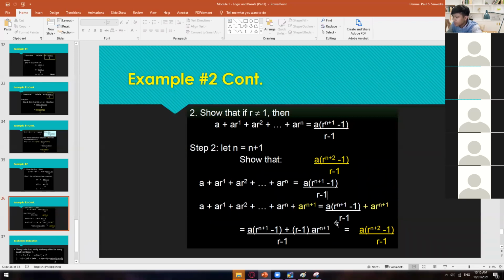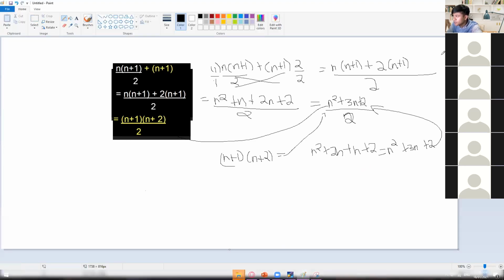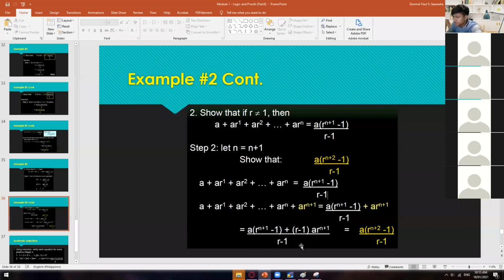Okay, r minus 1 multiplied to a times r raised to n plus 1. And then this divided by 1 multiplied to this expression. And then you can now come up with this kind of expression. Gets? Or no? Same steps lang siya ng ginamit natin kanina. Itong parang ganitong solution on how we've come up with this one.